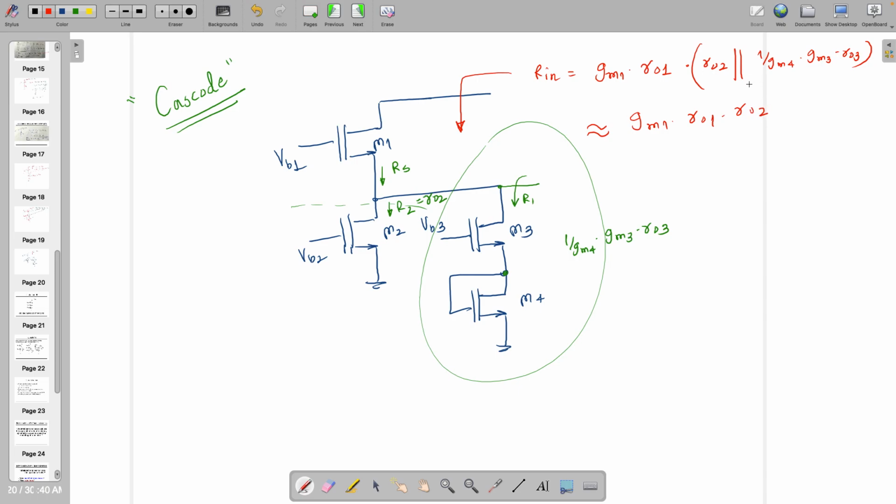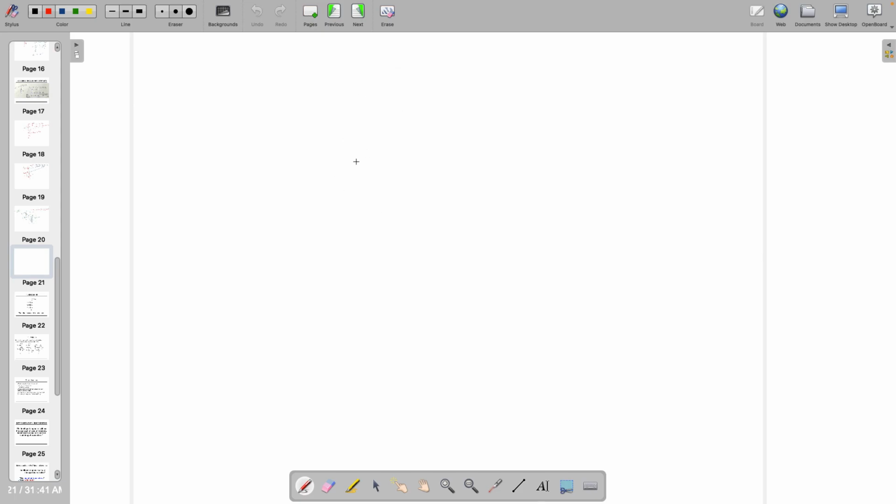That's possible because this particular branch has very high resistance compared to that one. It's multiplied with. So, if you want to approximate, you can approximate depending on the GM4 GM3 ratio. If both GM4 and GM3 are the same, then you can write RO2 in shunt with RO3, no problem, right? Otherwise you have to write down everything. Any problem with this one? Okay. Let's try this one then.